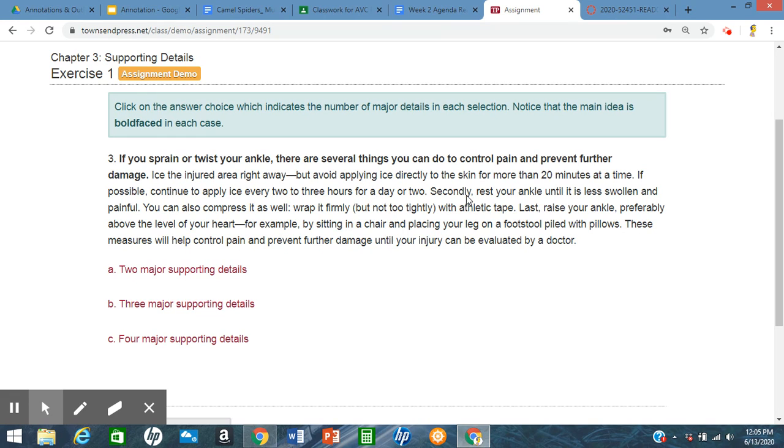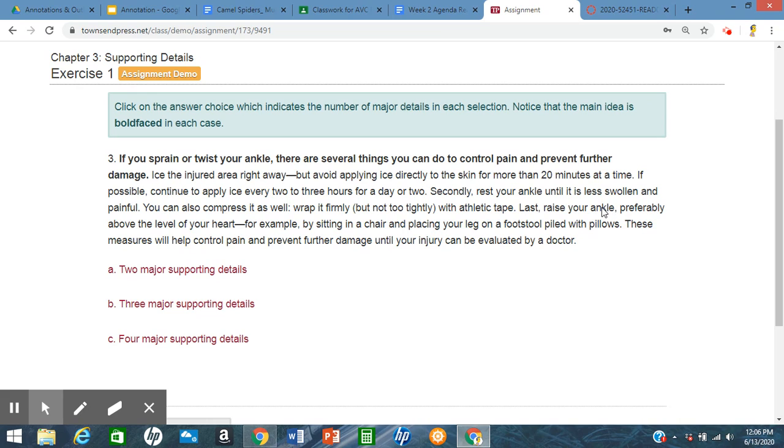Then secondly, so this is another major supporting detail. Secondly, rest your ankle, okay? Until it's less swollen. And then this is a minor detail. You can compress it as well, wrap it firmly. Oh, I'm so sorry. No, it is not. This is a third major supporting detail. You can compress it. So see this word here also, compress, okay? That is another major supporting detail. So we're at 3. 4, last, raise your ankle.